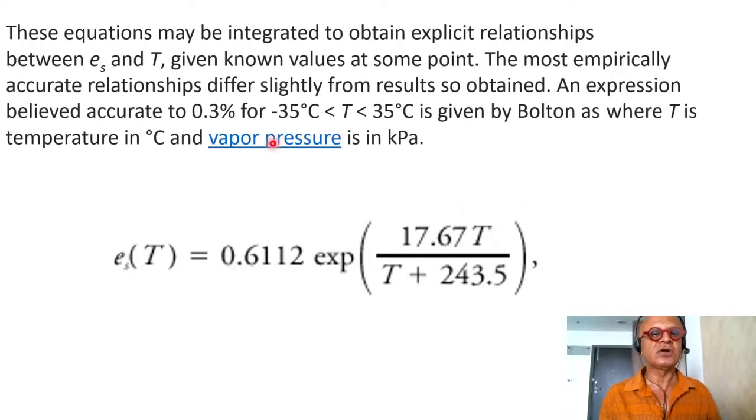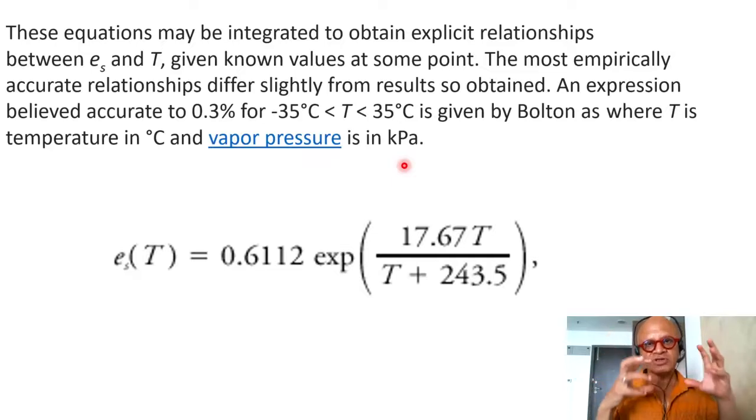An expression believed accurate to 0.3% for the range of minus 35 degrees centigrade to 35 degrees centigrade is given by Bolton, as, where T is temperature in degrees C and vapor pressure is in kilopascal. So vapor pressure is the partial pressure exerted by the water vapor in the air. So you know Dalton's law of partial pressure.